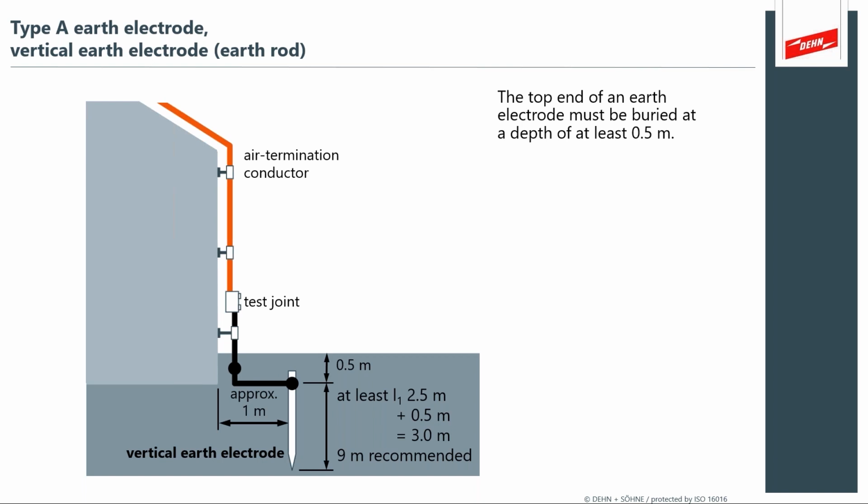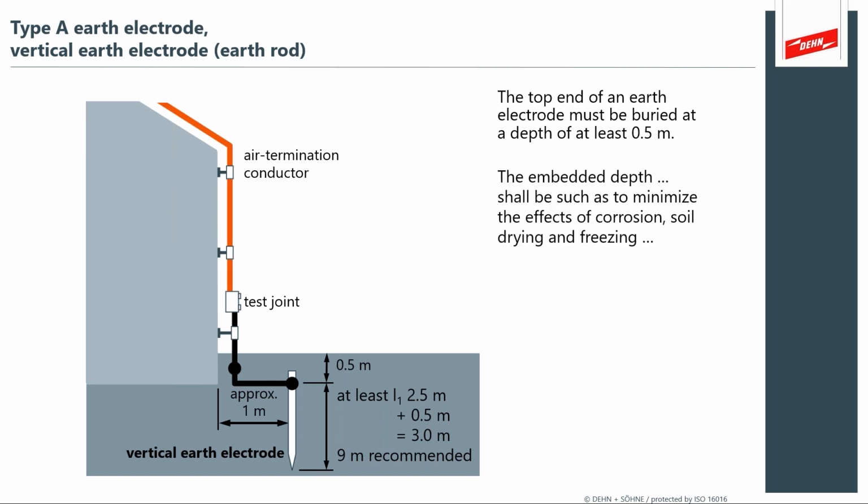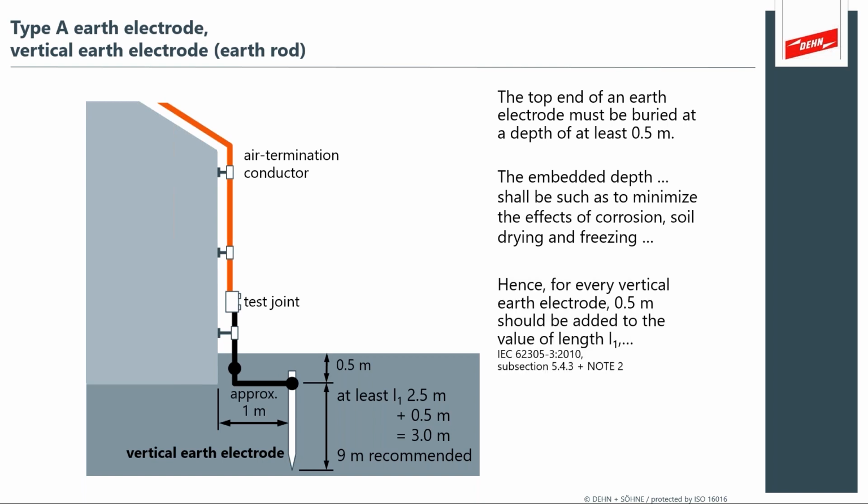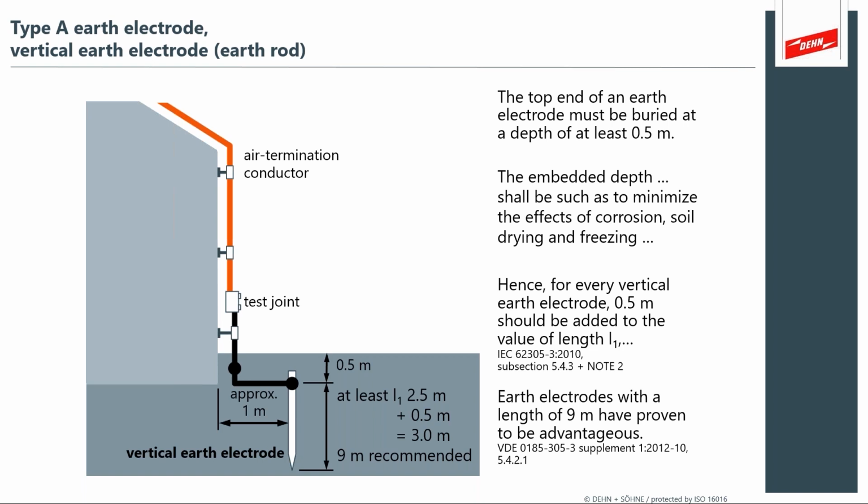Of course, there's some important aspects about the electrode, how deep it must be buried. It shall minimize effects of corrosion, freezing, frost line, that we talked about a little bit. And it should be evaluated for the length to meet that table that we just looked at. Of course, 9 meters has been proven to be an advantage. There's great advantage, but you can see that in many soil conditions, that's going to be very difficult to achieve.